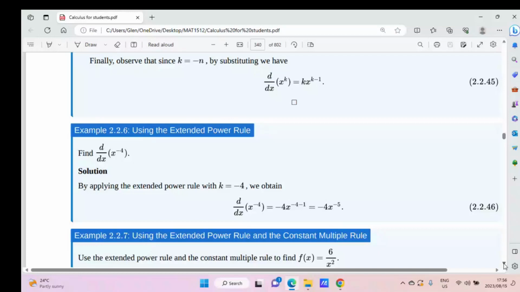Okay. So for my answer, I got negative 12 all over x cubed, so x to the power of 3. Is there anyone who got something different from my answer? No. Nope.